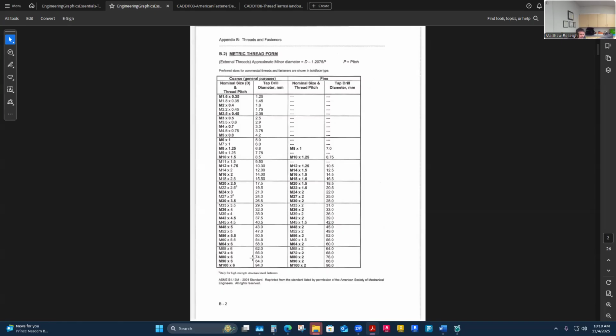M27's pretty large, but what's that? Yeah, I don't think so. I don't think you need to worry about that.